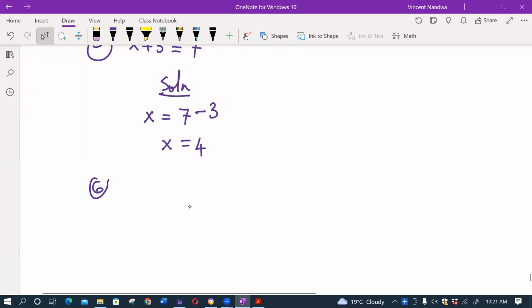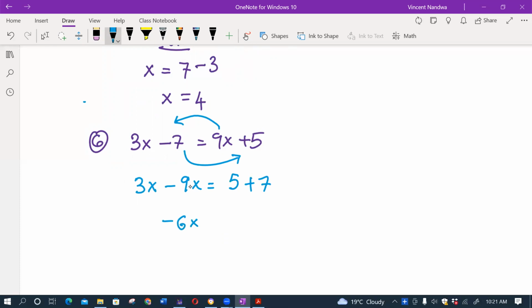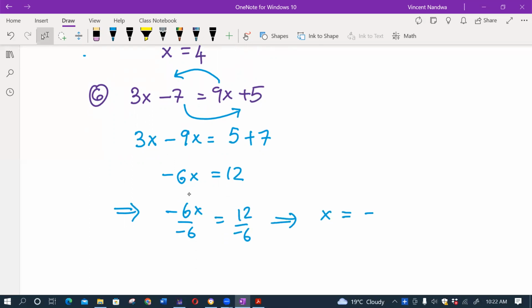Number 6, we have 3x minus 7 equals 9x plus 5. So we start by collecting like terms. So 3x, take 9x to the left-hand side, so 9x would be minus 9x, and then minus 7, take it to the right-hand side, would be plus 7. So 3x minus 9x is minus 6x equals 12. To get x, you divide through by minus 6. And this clearly, we get x to be minus 2.